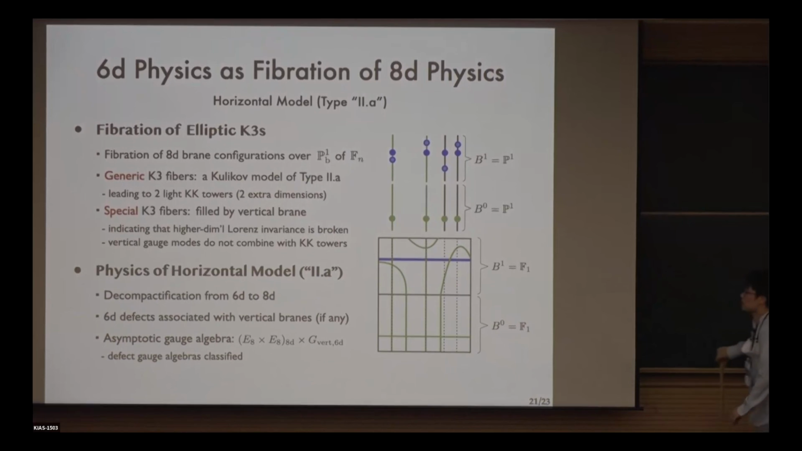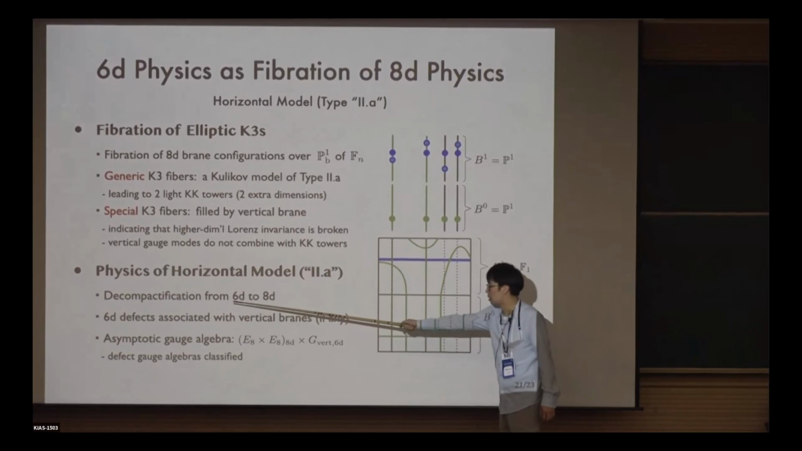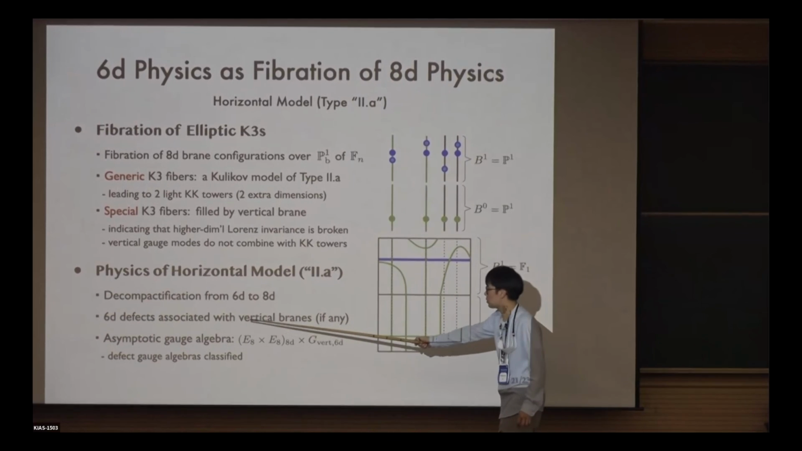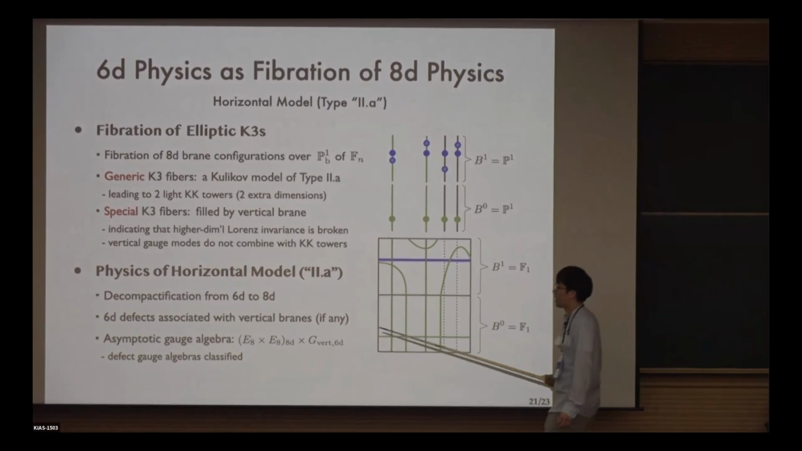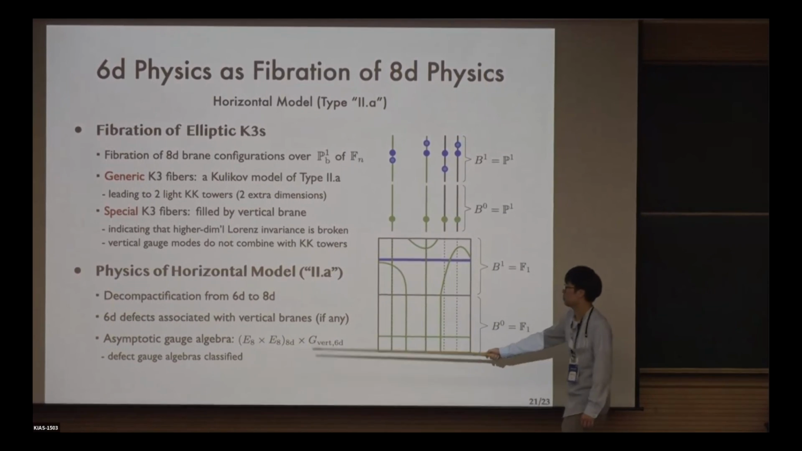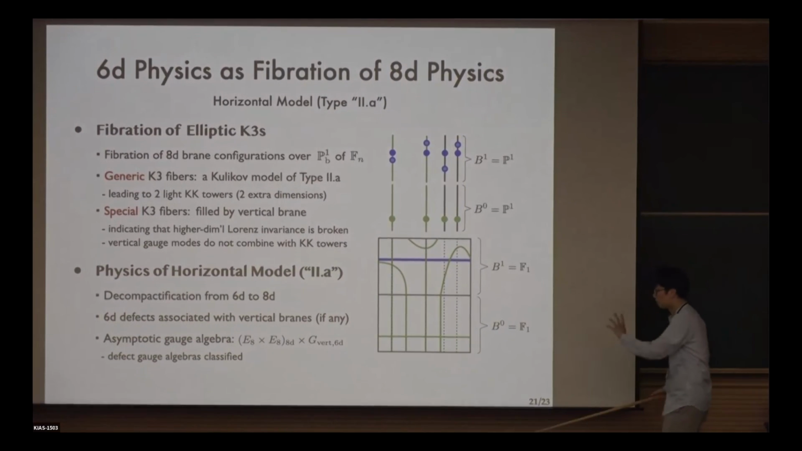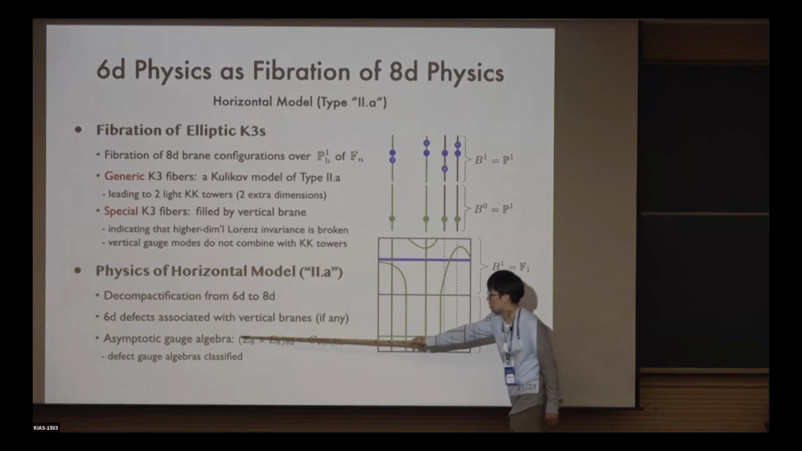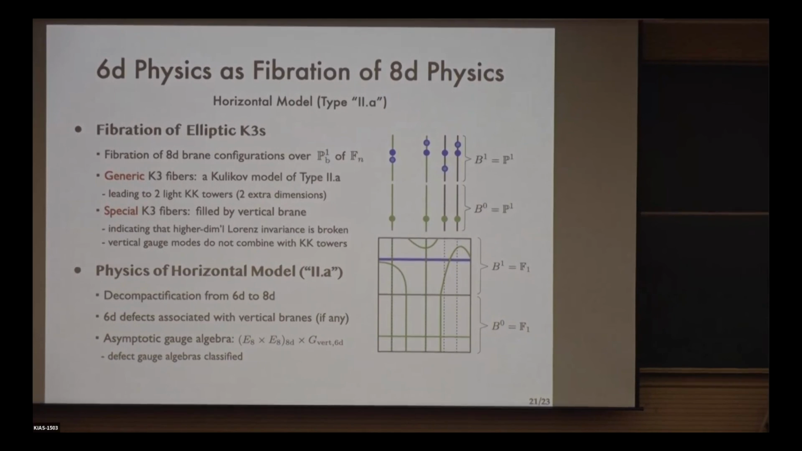So here is our proposal for the physics of a horizontal model of type 2A. So the physics proposed is, again, decompactification from 6D to 8D, and 6-dimensional defects are associated with such vertical branes if they are present. And again, the asymptotic gauge algebra will be fully restored to 8-dimensional E8 times E8, as in the Kulikov case, where things were restored to 10-dimensional E8 times E8. However, the asymptotic gauge algebra in 8D should also be endowed with 6-dimensional gauge defects to do with these vertical branes, which we can also classify.